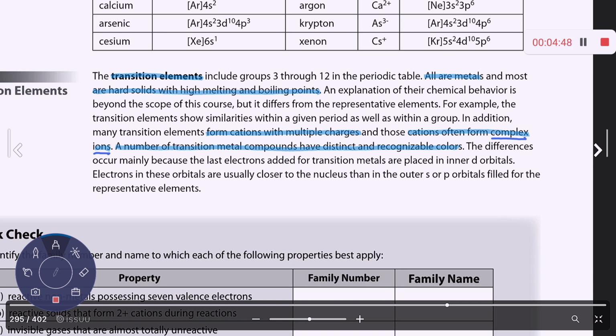So like some of the different irons, like iron 2, iron 3, or some of the other metals will have distinct colors when they're dissolved in water. Like they might be yellow, blue, green. So that's something that's important to know. And the reason why is because their electrons are placed in the inner d orbital. So they're closer to the nucleus. And that type of interaction leads to these distinct colors.